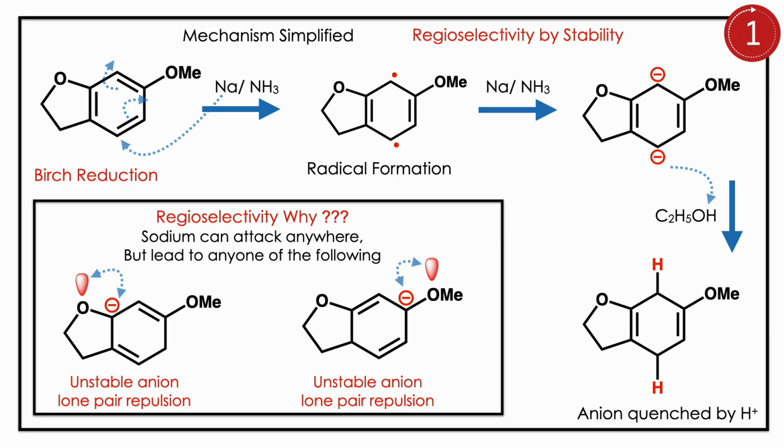The concept you have to learn here is that in Birch reduction, anion stability promotes the regioselectivity.